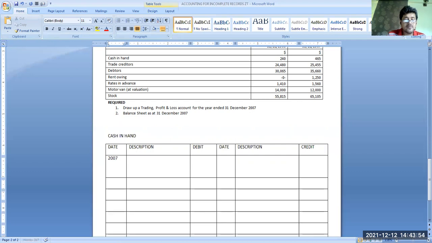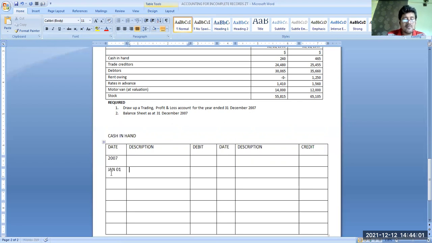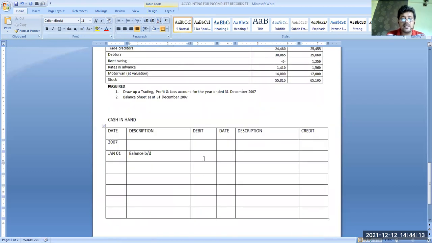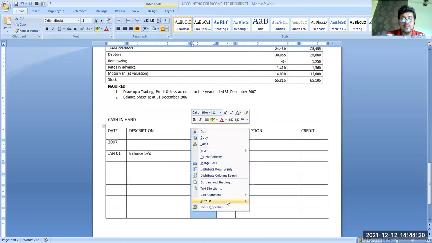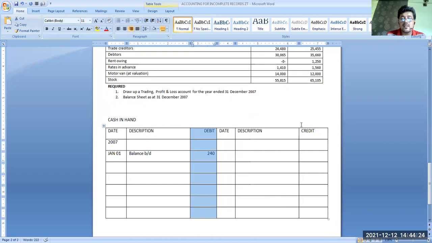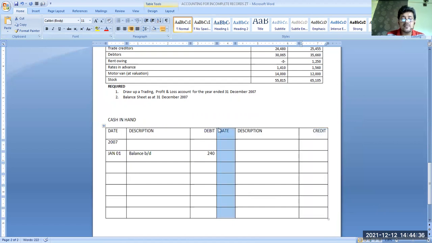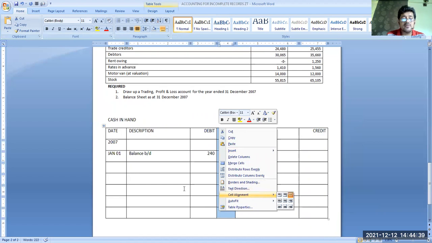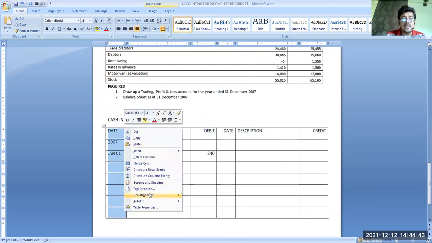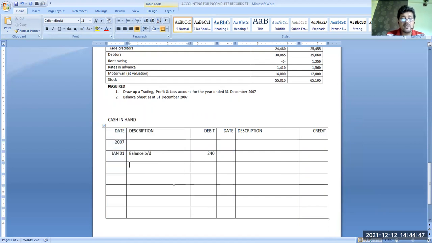2007, balance b/d is $240. Let me set the cell alignment for these columns, otherwise it won't come in an aligned way.